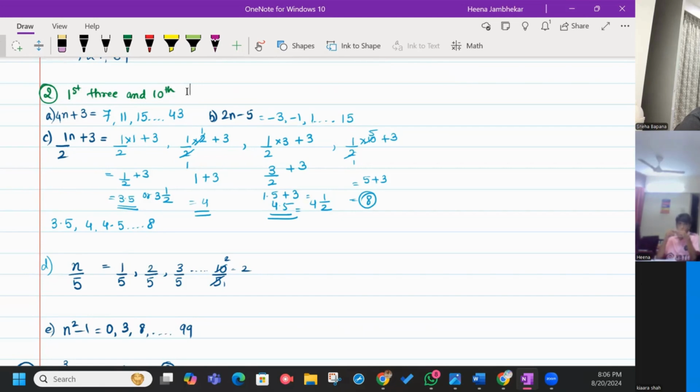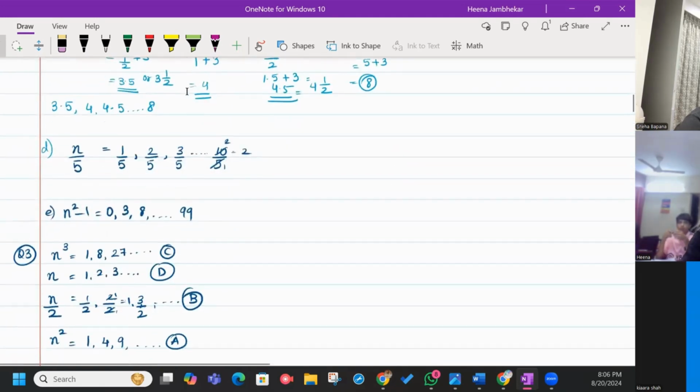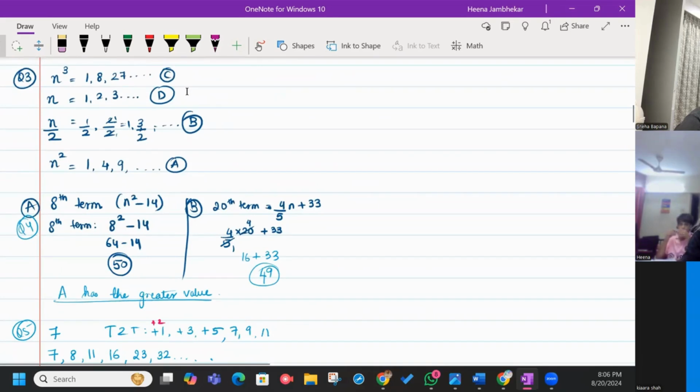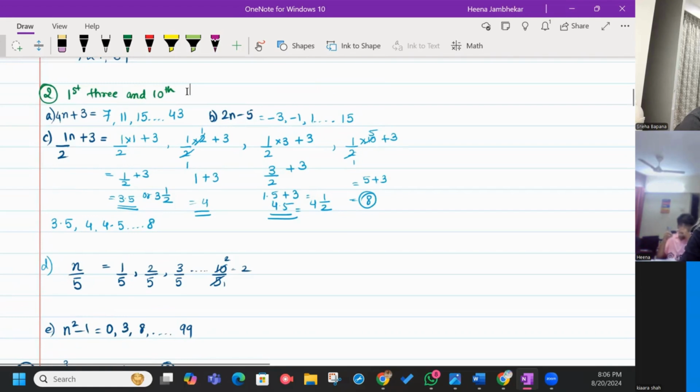Quickly write this sum. Wait, I'll tell you which one to write. Hold on. Do the C1, please. 1 upon 2n plus 3. It is 1 upon 2n plus 3. You have to find the first term and the 10th term.